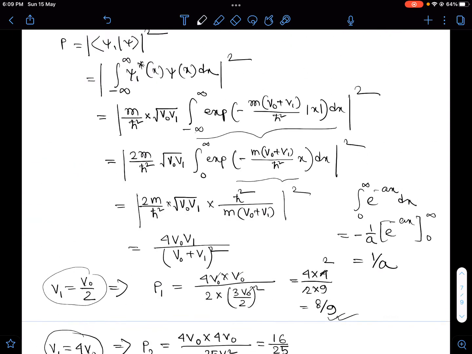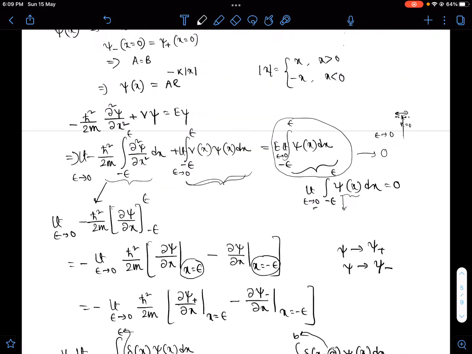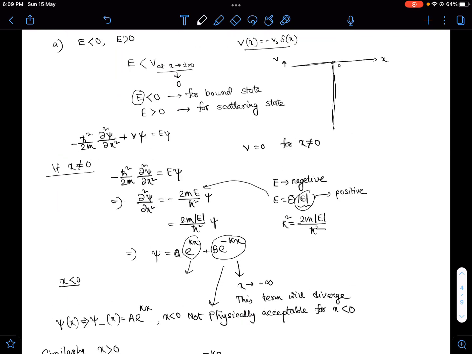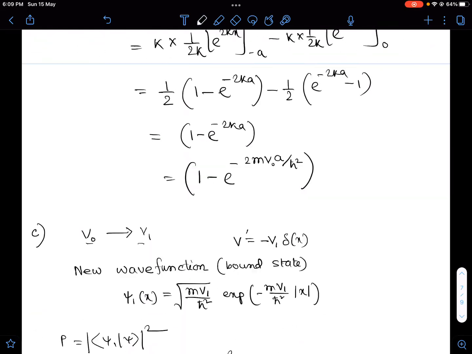So now let us move to the last part of our problem. So what does this state? It states: study the scattering state, that means E greater than 0, and calculate the reflection and transmission coefficients as a function of the wave number k. So let us proceed with that.